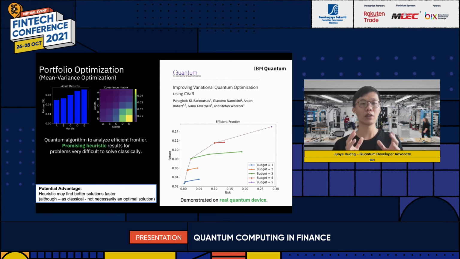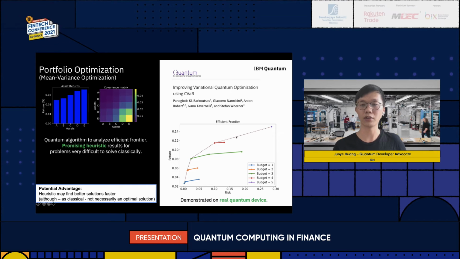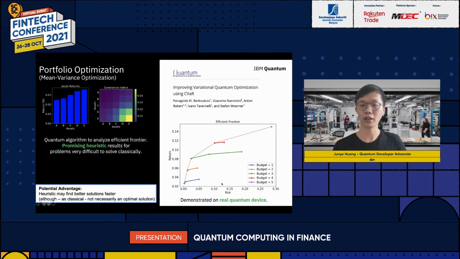So we can formulate this, and then it converts to a quadratic program, and then it can convert to this Ising Hamiltonian and run on quantum computers. And we demonstrated this on a real quantum device. Here the number of assets is 6, and we can change the budget, meaning how many assets you want to put into this portfolio. This is to calculate the efficient frontier for each given risk and different numbers of budgets, different numbers of assets in this portfolio.